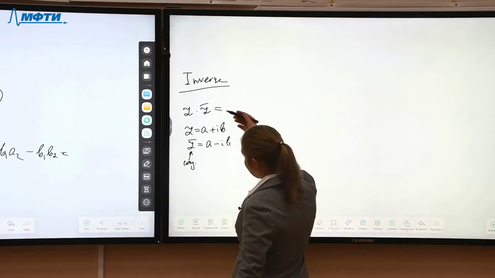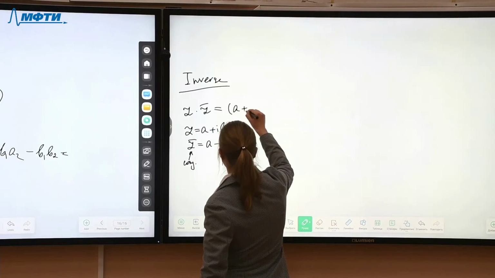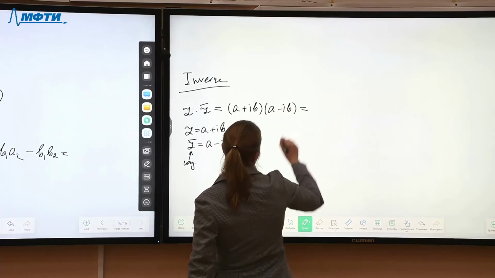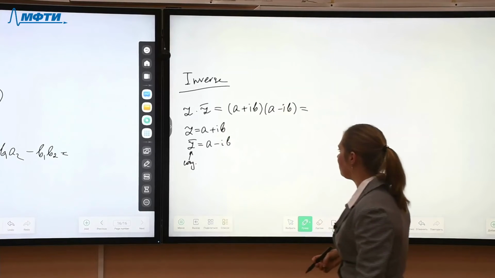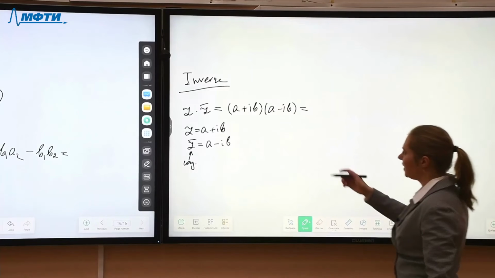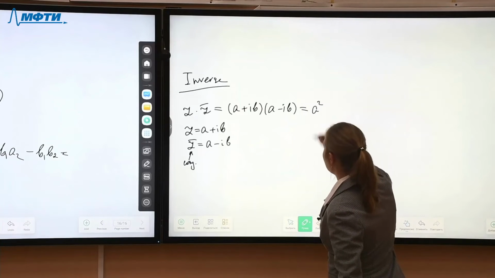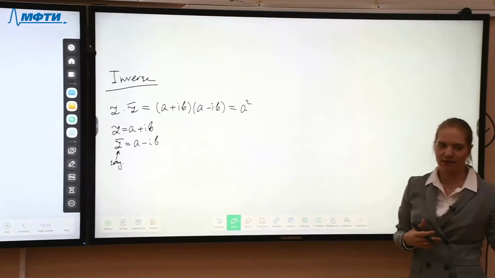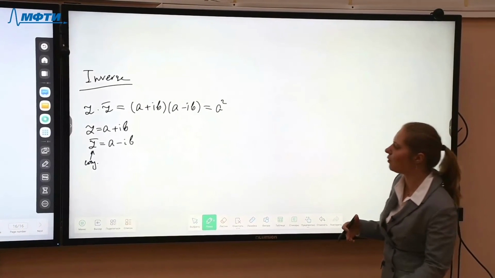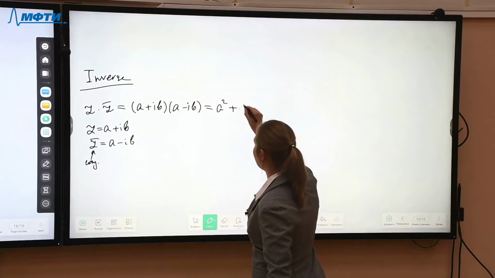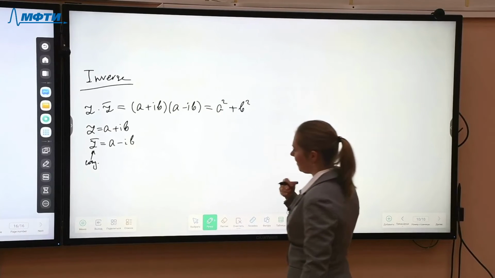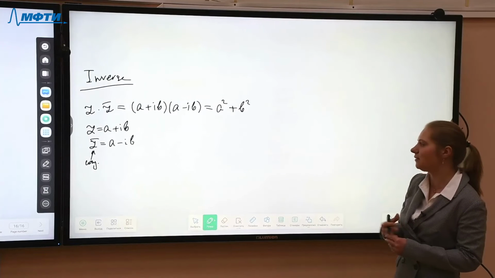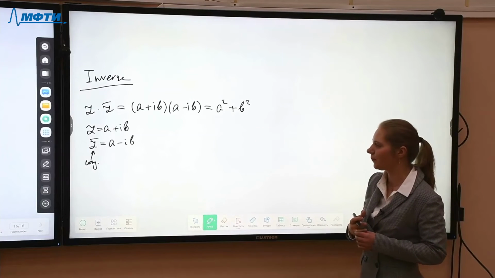And now let's multiply these two numbers. a plus ib times a minus ib. Here we can use the formula for a difference of two squares. This is a squared minus (ib) squared, but i squared is -1, so minus by minus is plus, so this is a squared plus b squared. And this is a constant. This is a real number. The imaginary part is 0, so this is a pure real number.